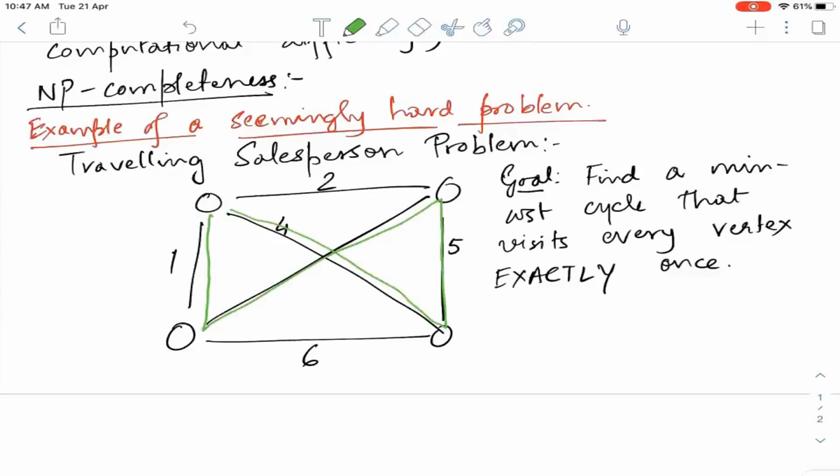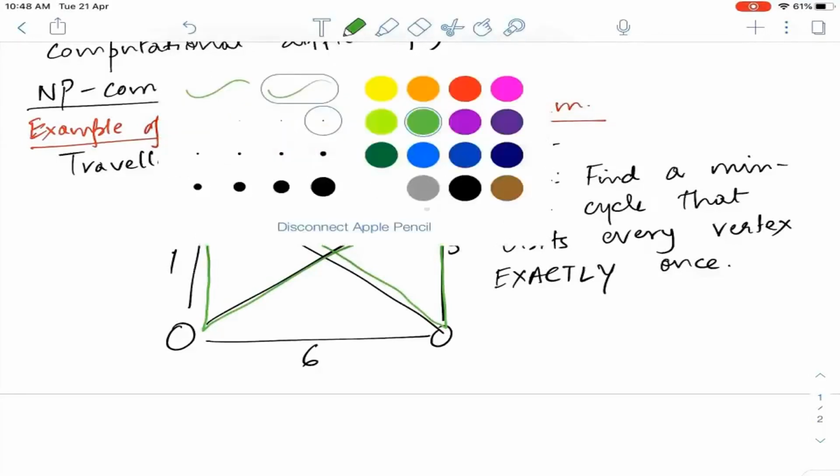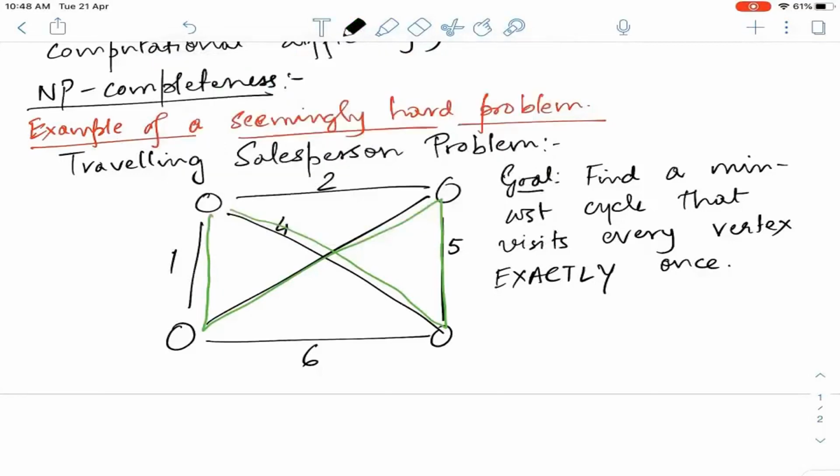So this is clearly a correct solution in the sense that it's indeed a cycle that visits every vertex exactly once. So if you want to make the thing slightly more concrete, then you can think about a starting vertex as well. So you start at some vertex, you visit every vertex exactly once, and then you come back. Yeah, and probably this green tour is the cheapest cost tour.